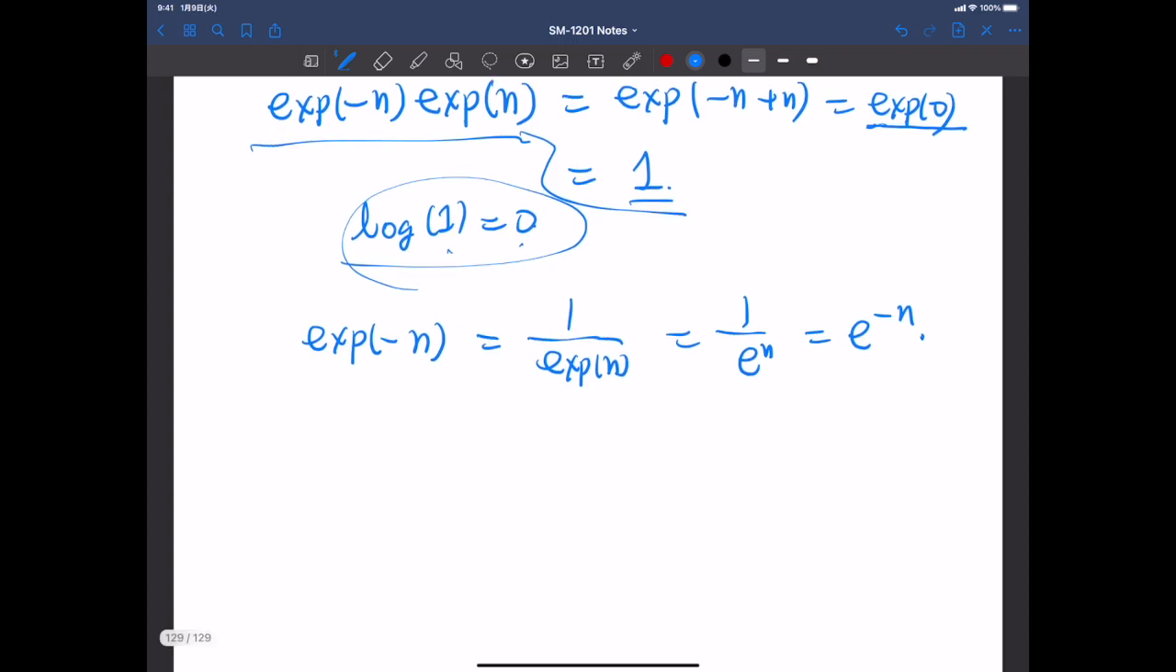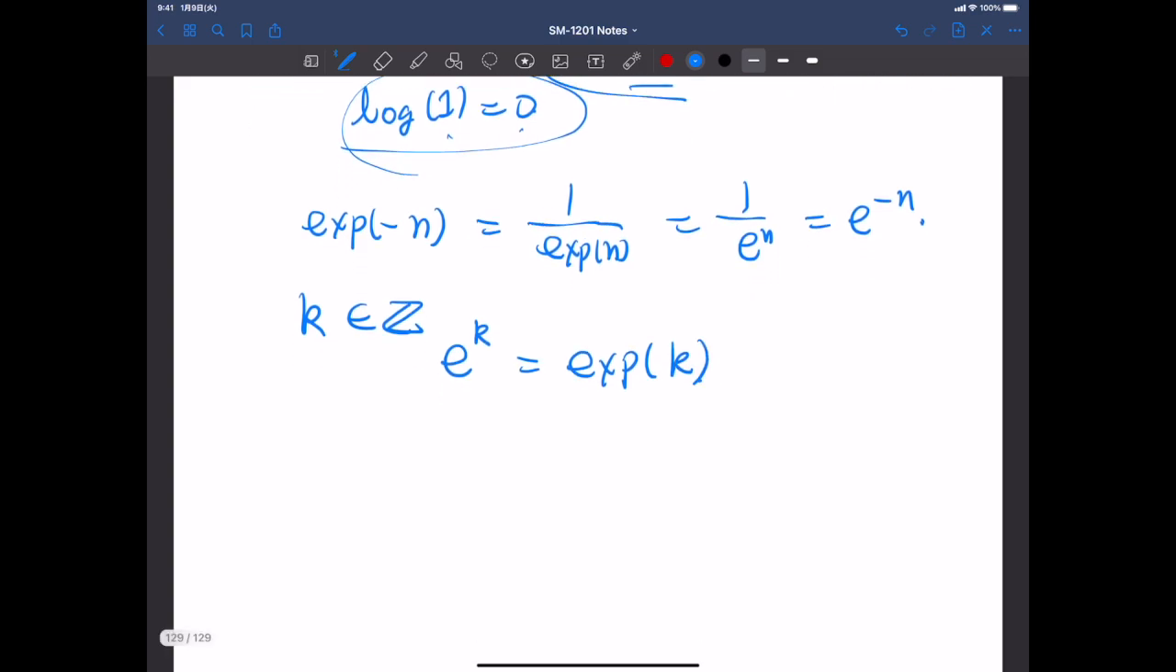So from this, we can see that for any integer, let's say z, maybe I should write I for integer. Okay, for any integer, I is confusing, it sounds like imaginary unit. So let's say k, which is any integer, we have e to the power of k is equal to exponential function of k.